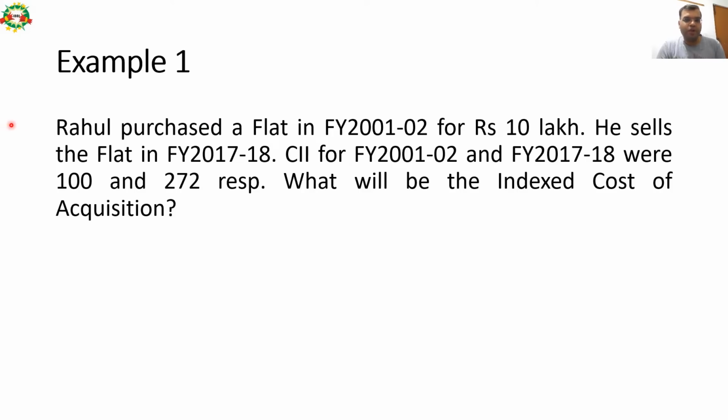So first example, Rahul purchased a flat in financial year 2001-02 for rupees 10 lakh. He sells the flat in 2017-18. Cost index for financial year 2001-02 and financial year 2017-18 were 100 and 272 respectively. What will be the indexed cost of acquisition? So a 1 mark or 2 mark numerical may come similar to this question.